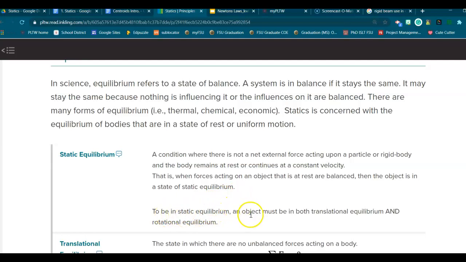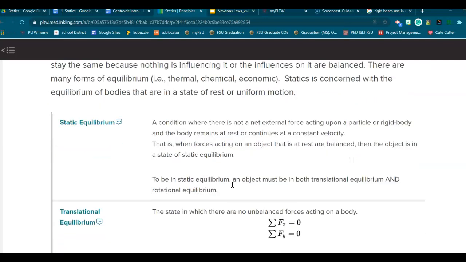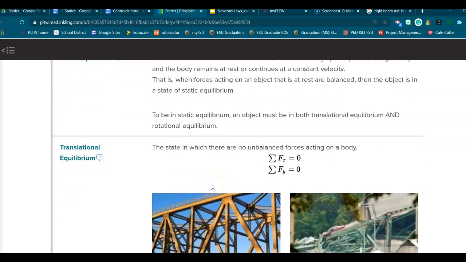To be in static equilibrium, the object must be in both translational equilibrium and rotational equilibrium. And we'll talk about that next. So it's also static equilibrium when that same seesaw example is going up and down. Say you've got a machine making it go up and down at a constant rate. That's the same thing because it's going at a constant rate. It's not changing, constant velocity.